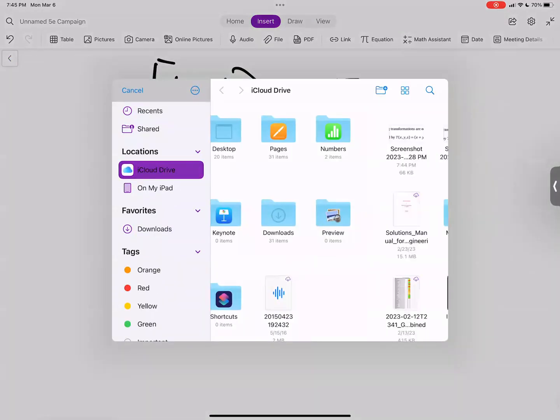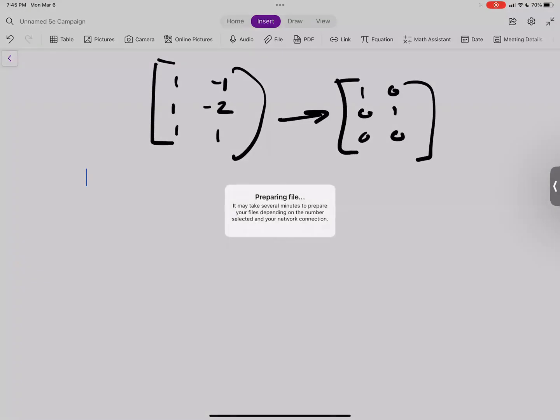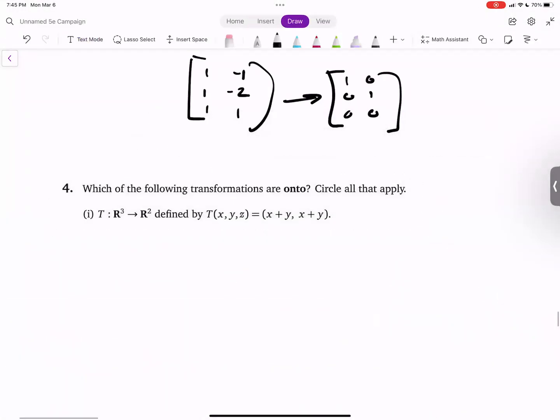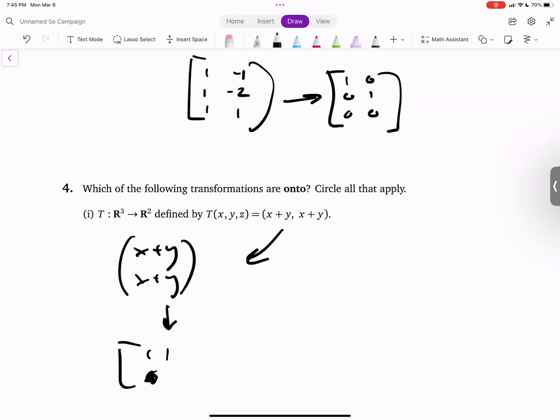Likewise for the second question, which of the following we're on to. Same idea. I'm going to move this right into a matrix. It's going to be x plus y, x plus y, so we rewrite this as [1, 1], [1, 1]. This row reduces to [1, 1], [0, 0]. How many pivots do we have? How many rows do we have? Is there a pivot in every row? Is it onto?